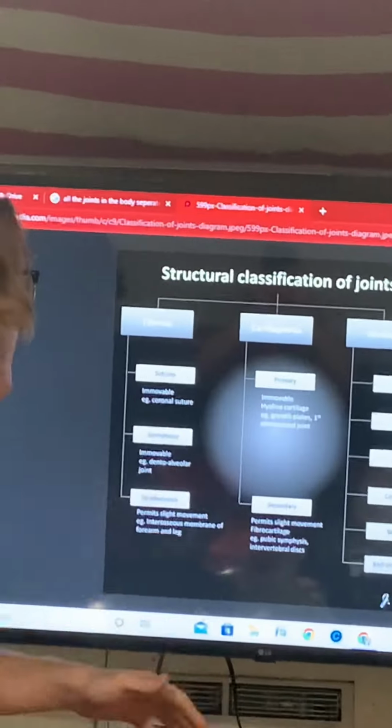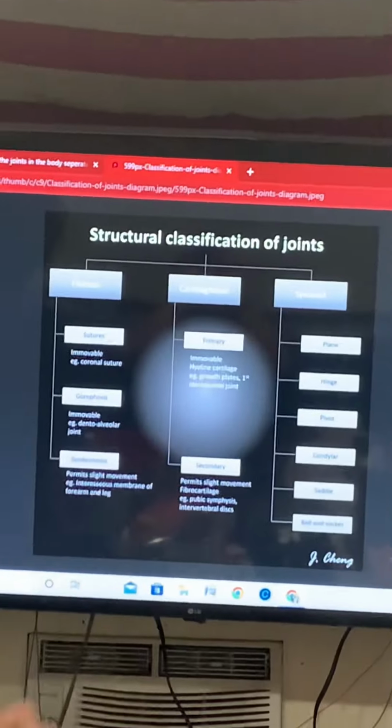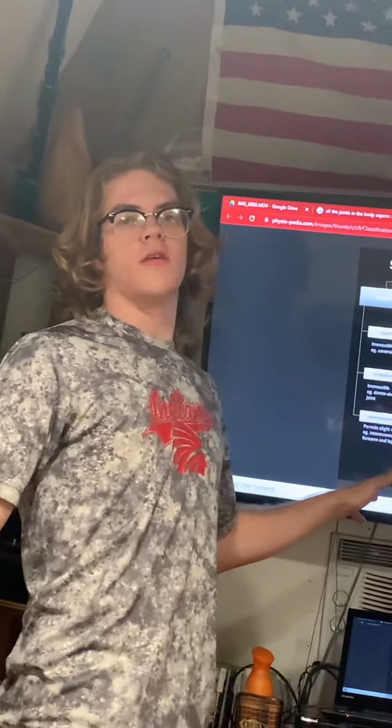So, here in our fibrous, this is the one that doesn't move. They are fibrous type joints. They are sutures. That's what combines the skull plates in your skull. They are the gomphosis. Now these are just completely immobile joints. And then the syndesmosis is kind of the same thing, but it's got a little bit of wiggle room.